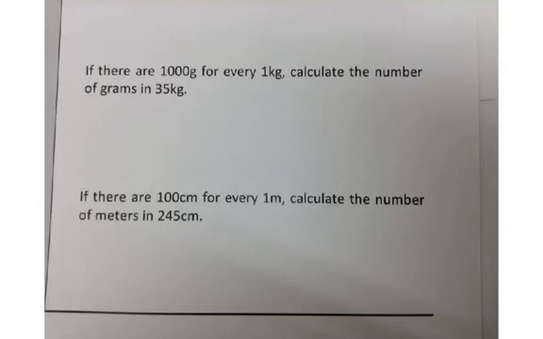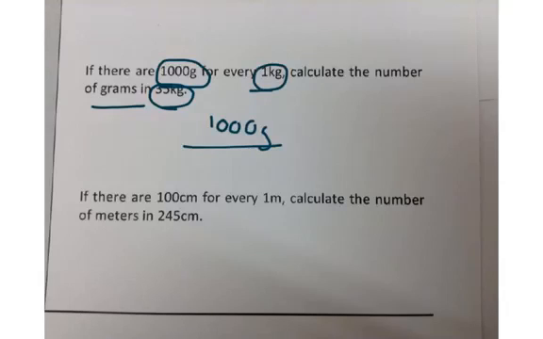Okay, so let's do some example problems. How you do this in this class is we are going to be using proportions all the time. So if I know that there's 1,000 grams for every 1 kilogram, I need to calculate the number of grams in 35 kilograms. The importance is that you partner up the correct things. So I know that for every 1,000 grams, I need 1 kilogram. Or if I have 1,000 grams, I have an equivalent to 1 kilogram.